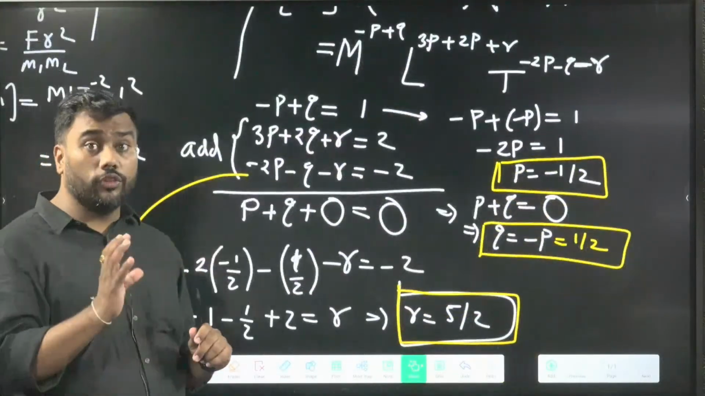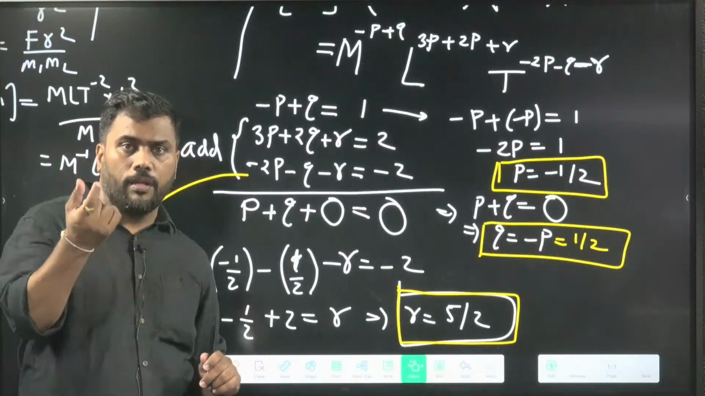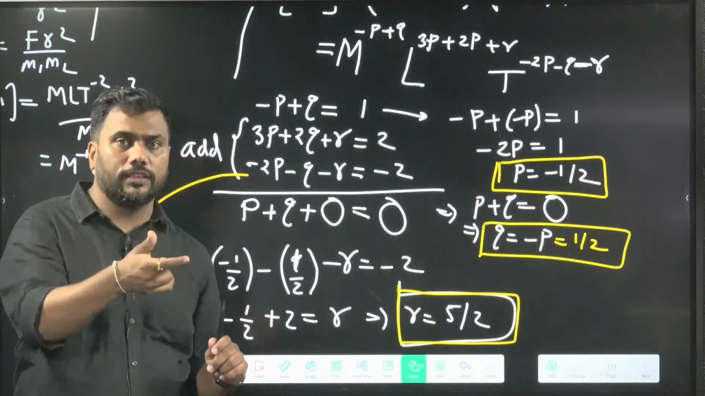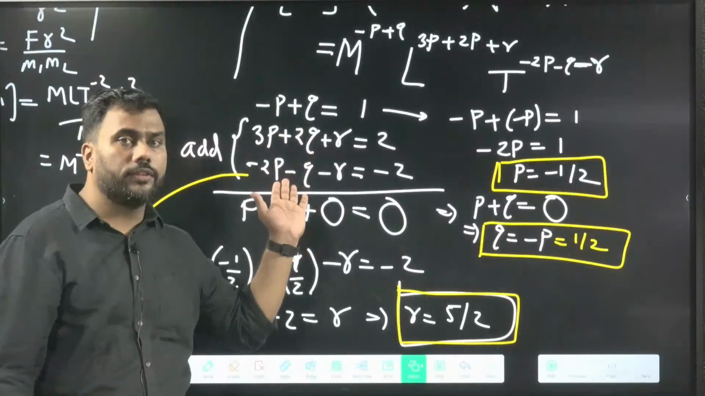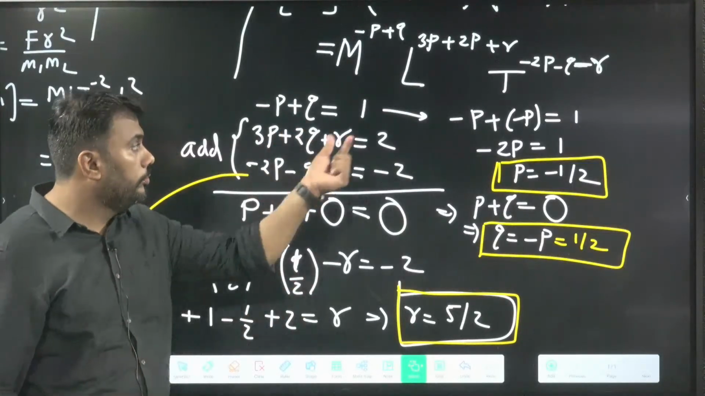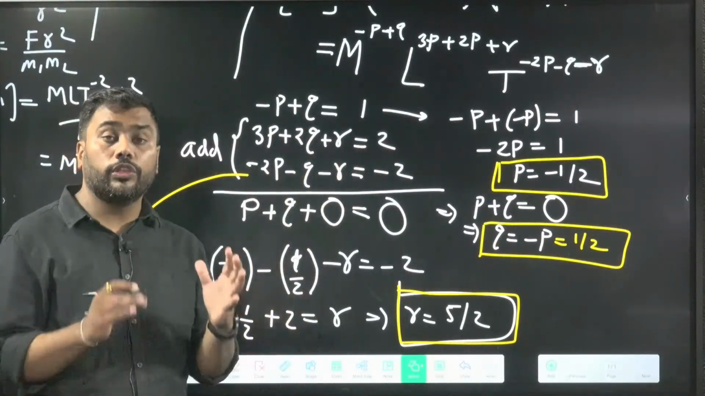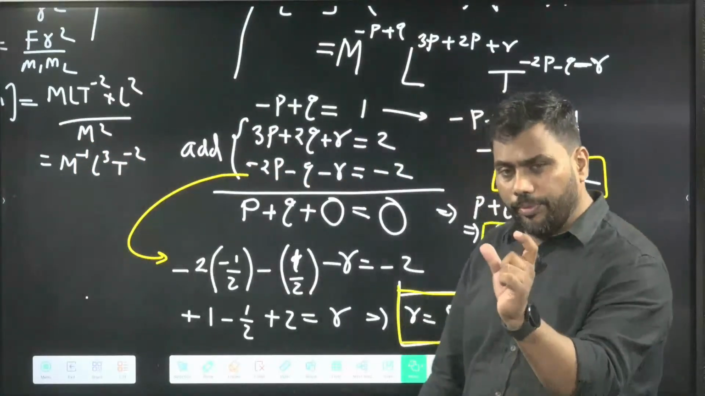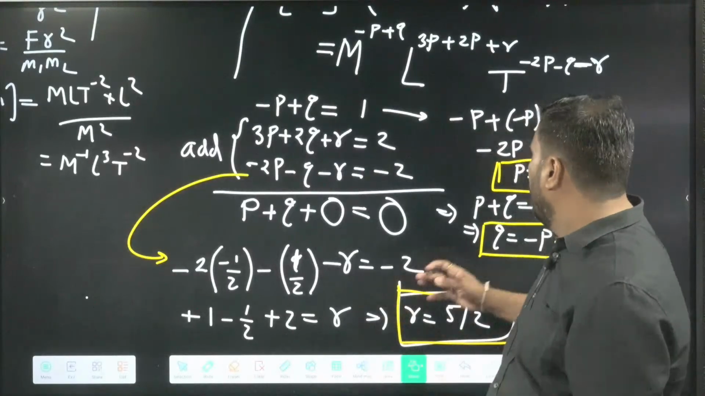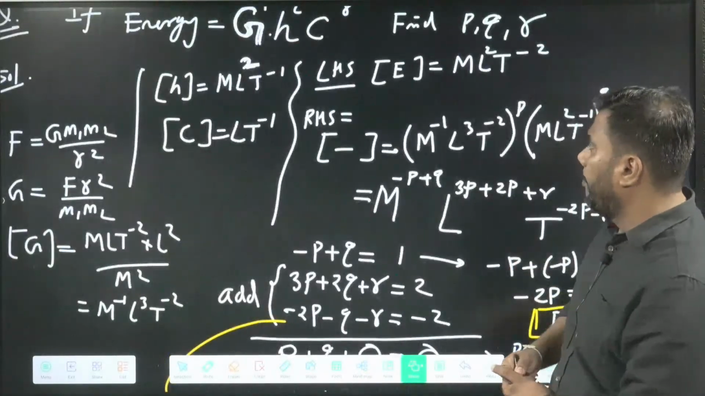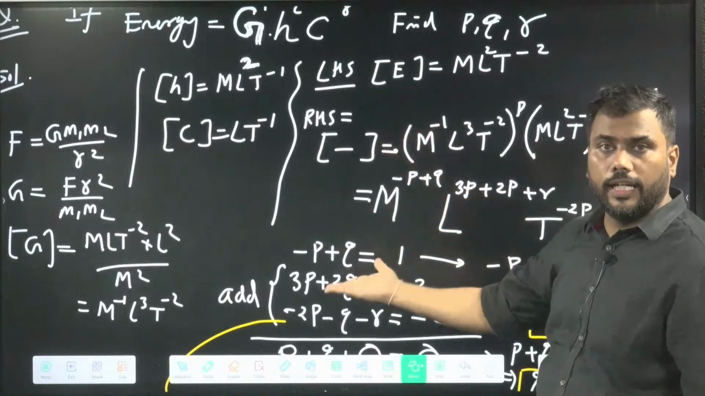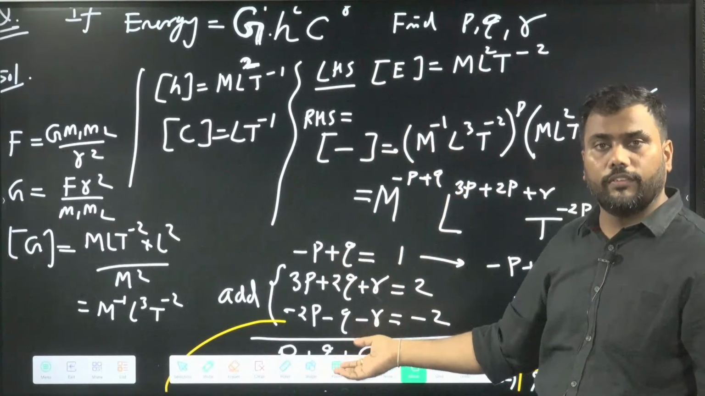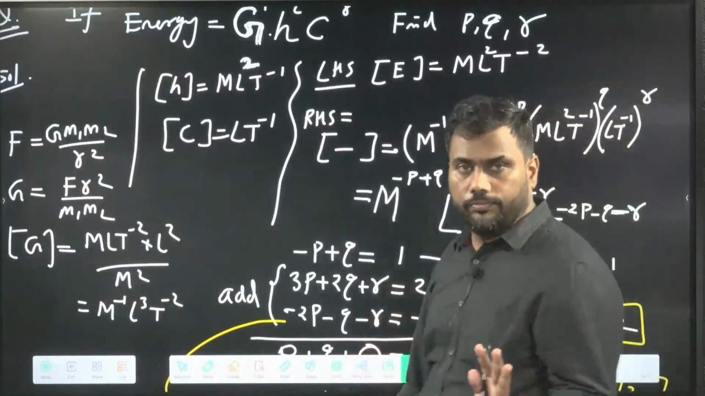So if you see a question like this, in tiny steps, I am comparing dimensions of LHS and RHS, then getting 3 equations, and solving the equations to get p, q, r. So the question becomes very simple. You will feel the question is very simple if you break it into 3 steps: comparing dimensions, getting equations, solving equations. Only 3 steps are involved.